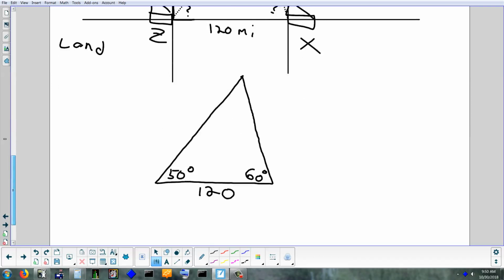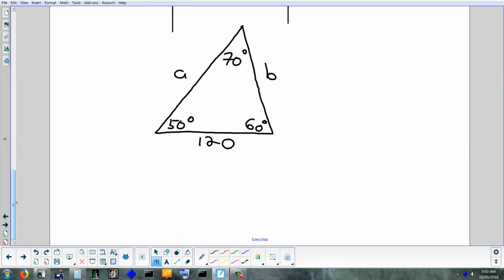But now to use the law of sines, I need an angle and the side across from it. I don't have that yet in that picture. But what else could I find there? The third angle. I can get the third angle, and then I'll have an angle and the side across from it, and then I'm good. What would the third angle be? 70. Okay, so let's call this A and B, or you can call it X and Y. You've been using A and B, so it's probably more familiar. Okay, so let's find A.